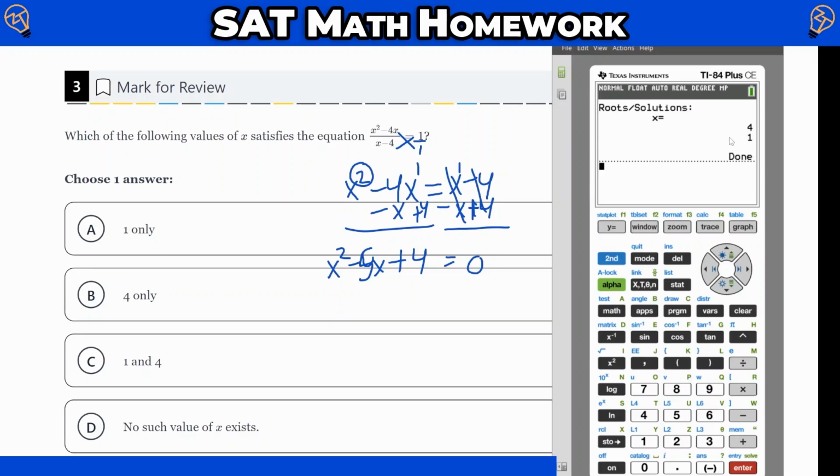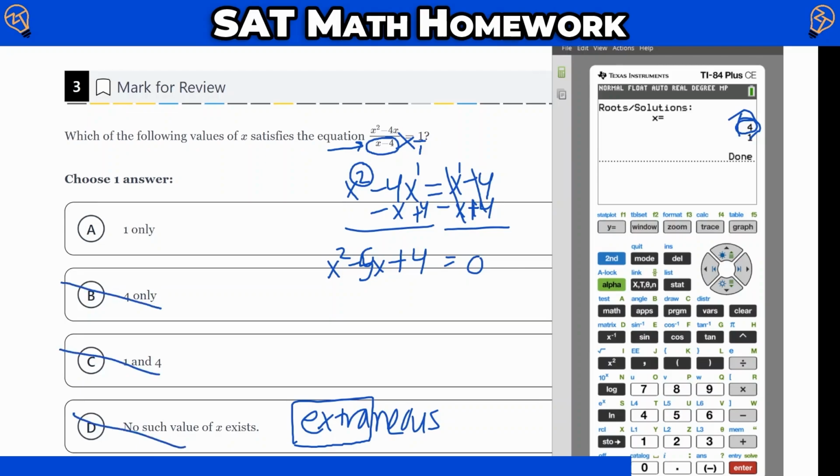But here, when we get 4 and 1, the way that we can determine which one is what we refer to as extraneous, notice the first 5 letters there spell extra, is look at the original denominator. Now, if you plug in 4, notice you would get 0 in the denominator, and you're never allowed to divide by 0. You get undefined. So because of that, the 4 solution is extraneous, and we could eliminate it. We already know 1 is the solution, so A is the correct answer.